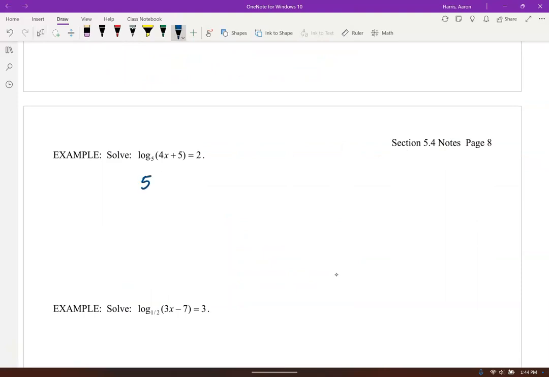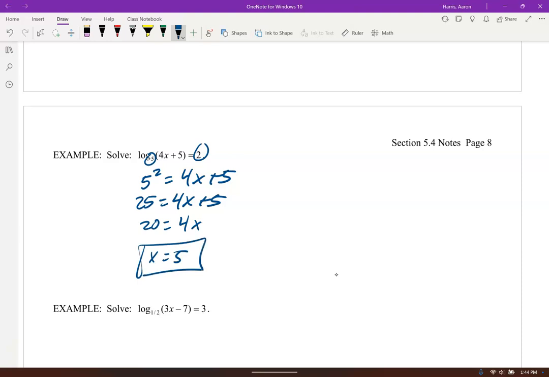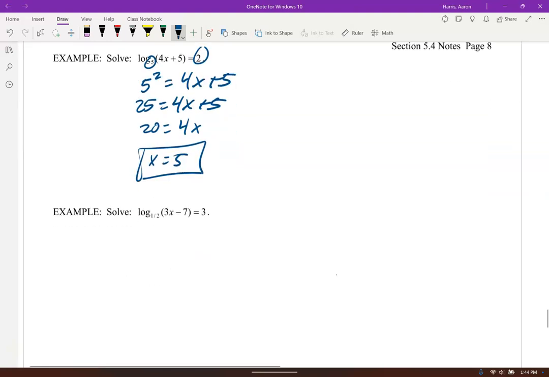5 to the 2, right? 5 to the 2 equals 4x plus 5. So we get 25 equals 4x plus 5. Subtract 5 on both sides and divide by 4. So we got x being 5 on that.